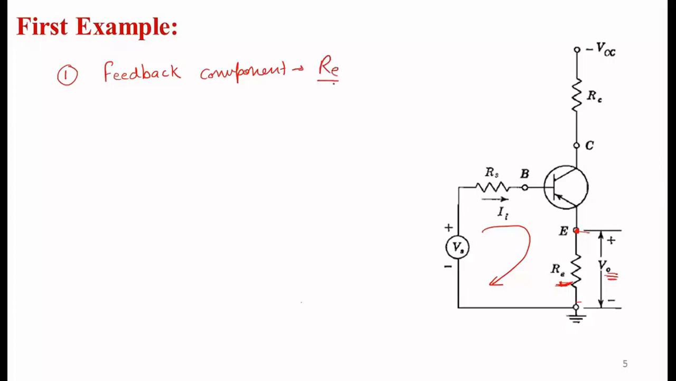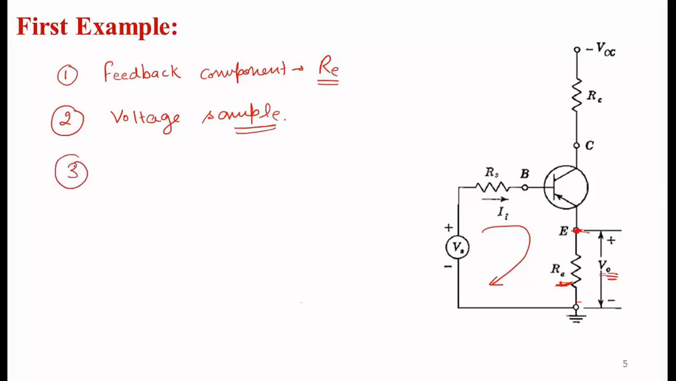The second step was to observe the sample signal. For that, the rule was: the feedback component is RE, and if this terminal and the terminal from which we are taking the output are common, then we are sampling the voltage. Here we can see that this terminal is common to the terminal from which we are taking the output. So this is the voltage sample.